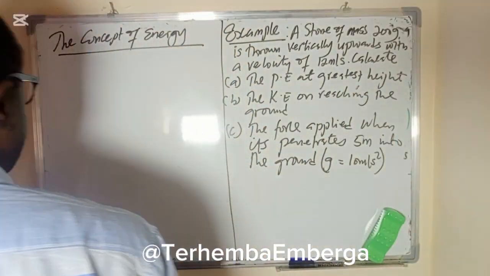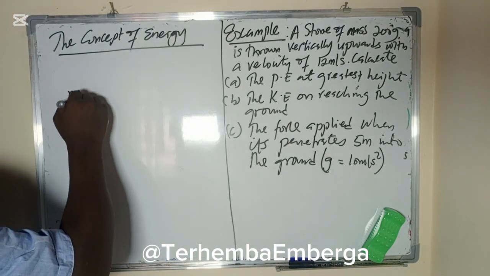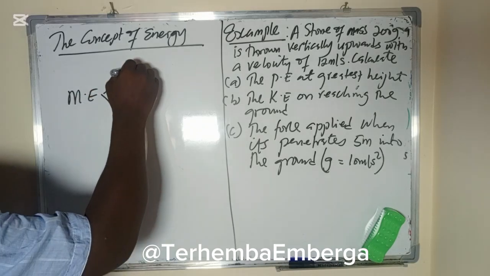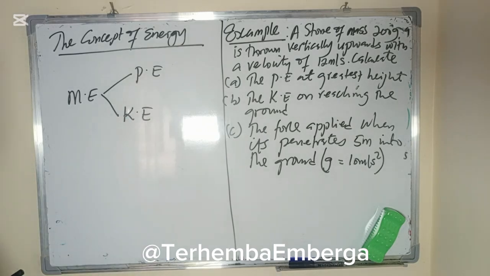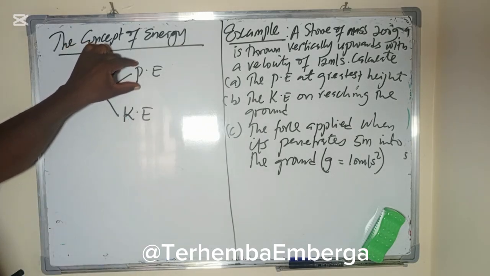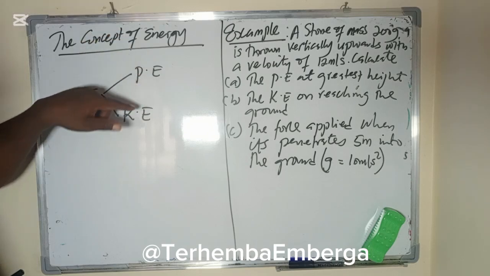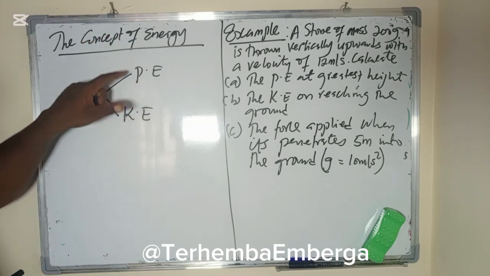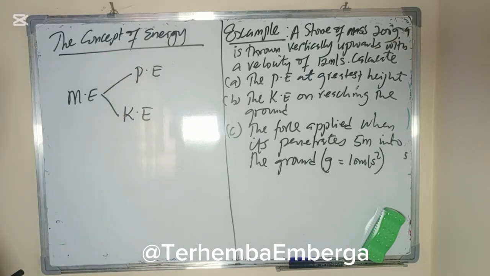So let's look at this concept, mechanical energy. Mechanical energy has two forms, the potential energy and the kinetic energy. You talk about potential energy when the object is stationary or at rest. When that object starts moving, that potential energy will be converted to kinetic energy. By the time it stops, the kinetic will be converted back to potential energy. The unit of energy is joules.